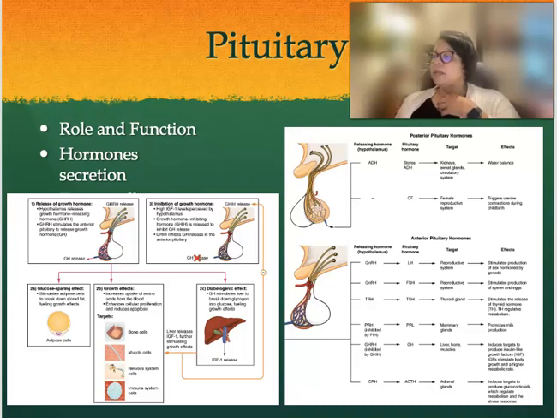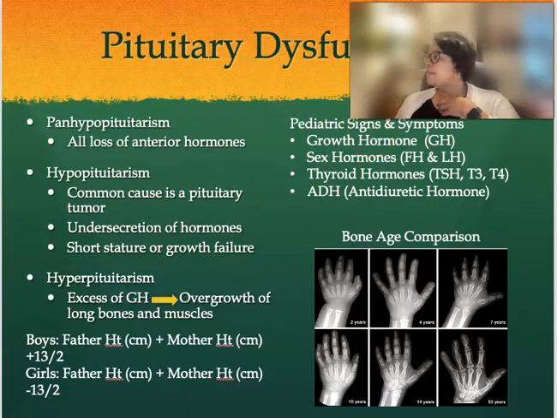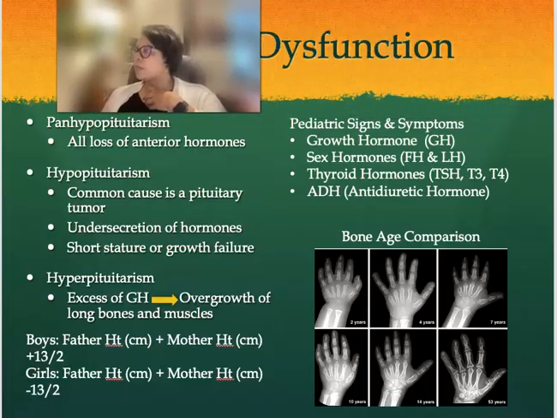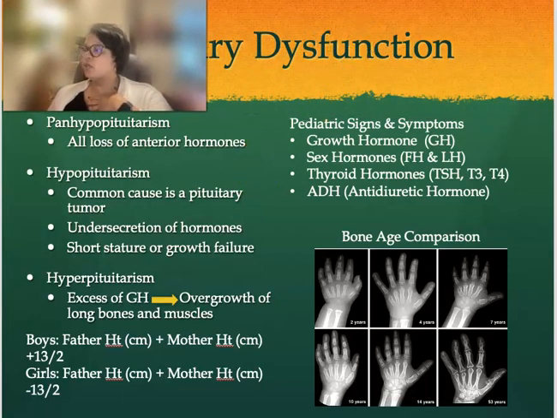So now let's talk about some specific issues that we see in children. So panhypopituitarism, this tongue twister. Again, loss of anterior hormones. Hypopituitarism, common causes are basically undersecretion of hormones, or short stature and growth failure. So let me go a little bit more detailed than that.